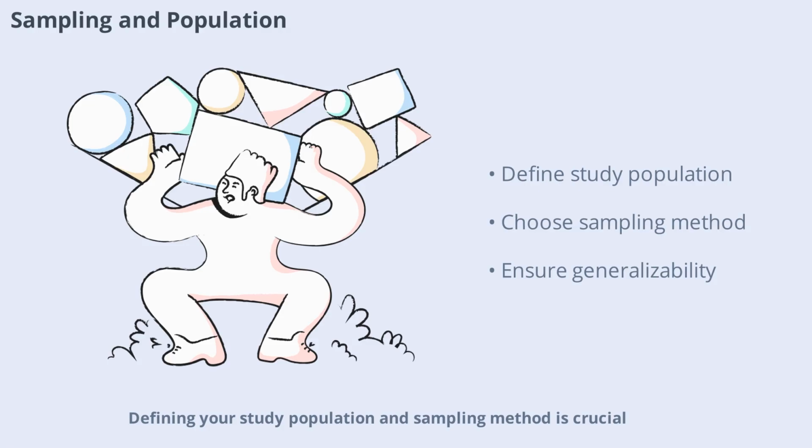Defining your study population and sampling method is crucial. The population refers to the group you want to study, while the sample is the subset you actually observe. A representative sample ensures that your findings can be generalized to the broader population, making your hypothesis testing more meaningful.